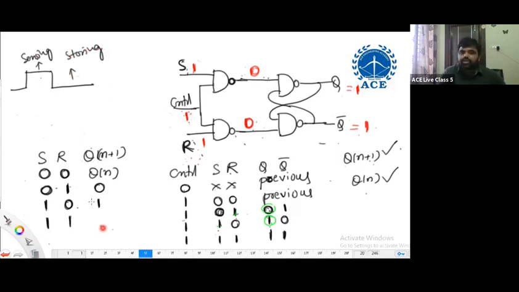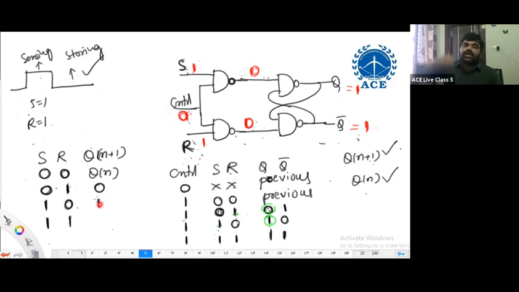So what do we need to write? The stored value at Q after sensing the inputs. When control equals 1, S equals 1, R equals 1 is applied. Observe correctly, I need to write Q of n plus 1. What is Q of n plus 1? The stored value at Q after sensing the input. When enabled, applying S equals 1, R equals 1, it is sensing the inputs. We have analyzed that Q and Q bar are becoming 1, 1. Now I need to observe by making control equals 0, what is the stored value. That's what we write as Q of n plus 1.